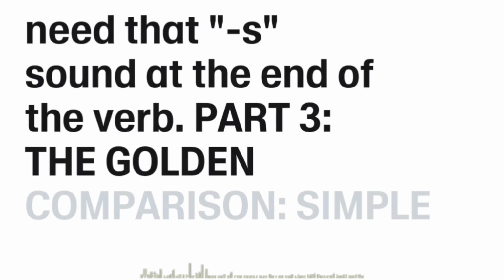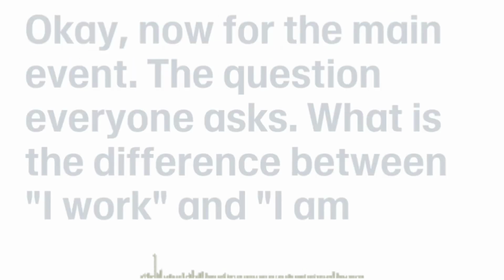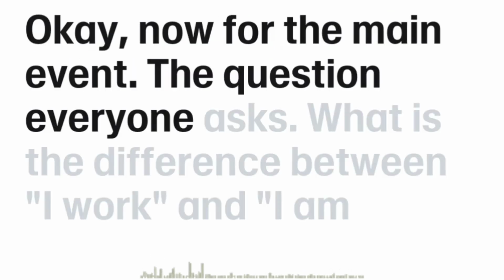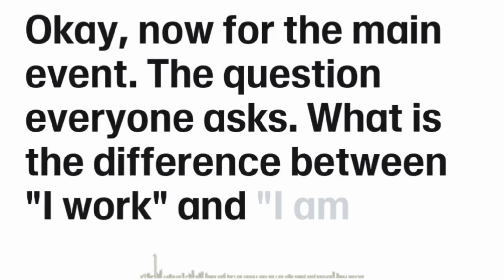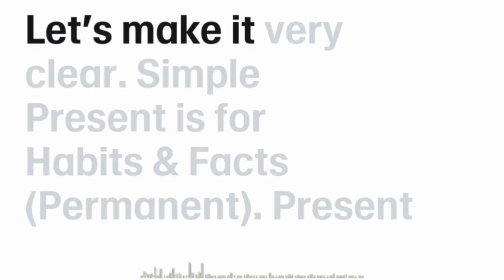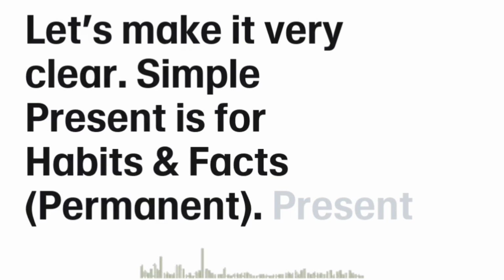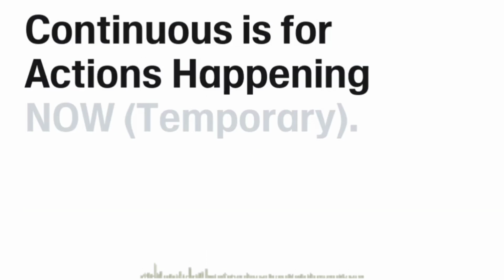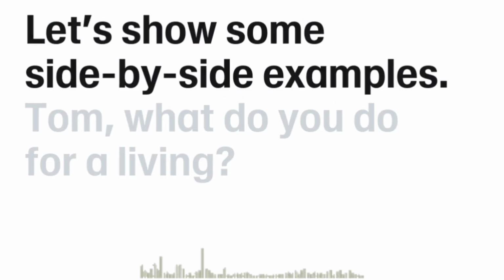Part 3. The golden comparison. Simple present versus present continuous. Okay, now for the main event, the question everyone asks. What is the difference between I work and I am working? Let's make it very clear. Simple present is for habits and facts, permanent. Present continuous is for actions happening now, temporary. Let's show some side-by-side examples.